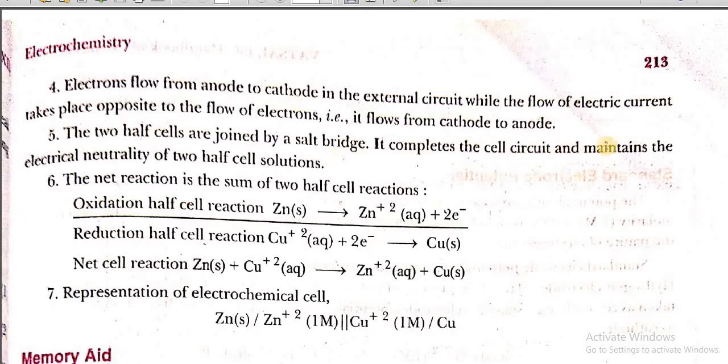The two half cells are joined by a salt bridge, as I explained. It completes the cell circuit and maintains the electrical neutrality of the two half cell solutions. The net reaction is the sum of the two half cell reactions.